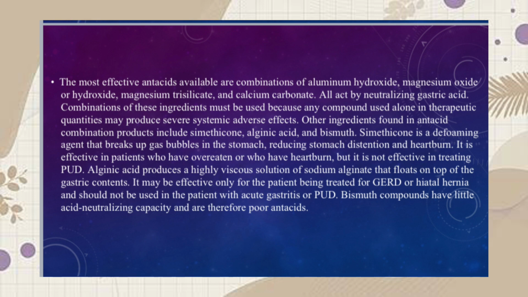Simethicone is a defoaming agent that breaks up gas bubbles in the stomach, reducing stomach distension and heartburn. It is effective in patients who have overeaten or who have heartburn, but it is not effective in the treatment of PUD. Alginic acid produces a highly viscous solution of sodium alginate that floats on top of the gastric contents. It may be effective only in the patient being treated for GERD or hiatal hernia and should not be used in the patient with acute gastritis or PUD. Bismuth compounds have little acid neutralizing capacity and are therefore poor antacids.